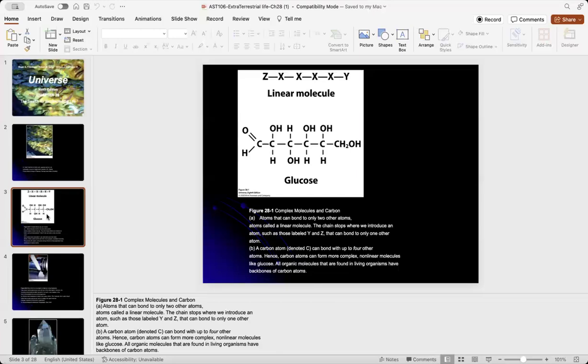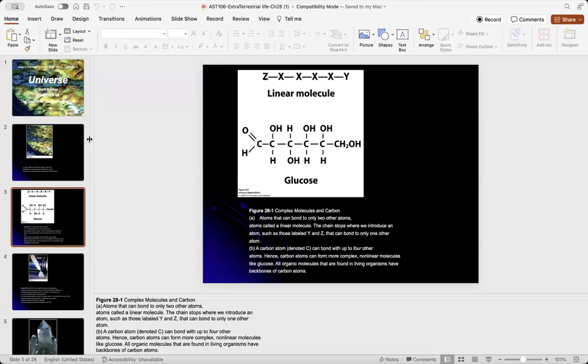The characteristics of organic molecules are that they are made from carbon, oxygen, and hydrogen. Especially carbon is very important. Carbon forms the backbone of these long chain molecules. So we say that life on Earth is carbon-based life. And it is because carbon has a very special property. It can make four bonds.